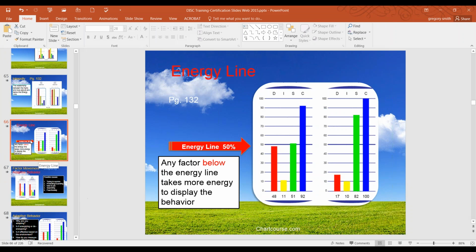So that's how you read these graphs. Remember, graph 2 is your natural style, on the right, and graph 1 is the adaptive style, on the left. For hiring, we just look at the natural style. For coaching and development, we look at both graphs. So anyway, hopefully that was helpful.